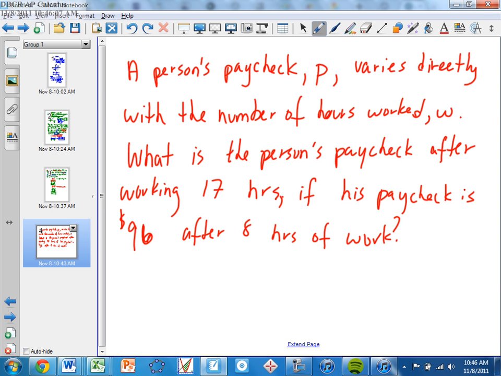Now, just intuitively, take a look. We know that for 8 hours of work, it's $96. To get from 8 to 17, it's almost double, right? You're almost working double the hours. So your paycheck should be at least double 96. So if you get an answer that is not at least double 96, it doesn't make sense. Because you're working double the hours, so you should get double the pay.